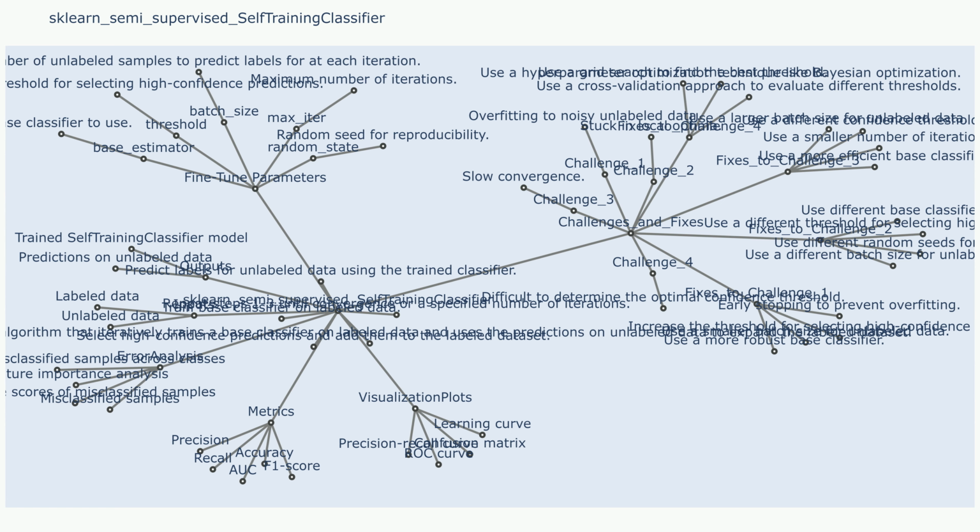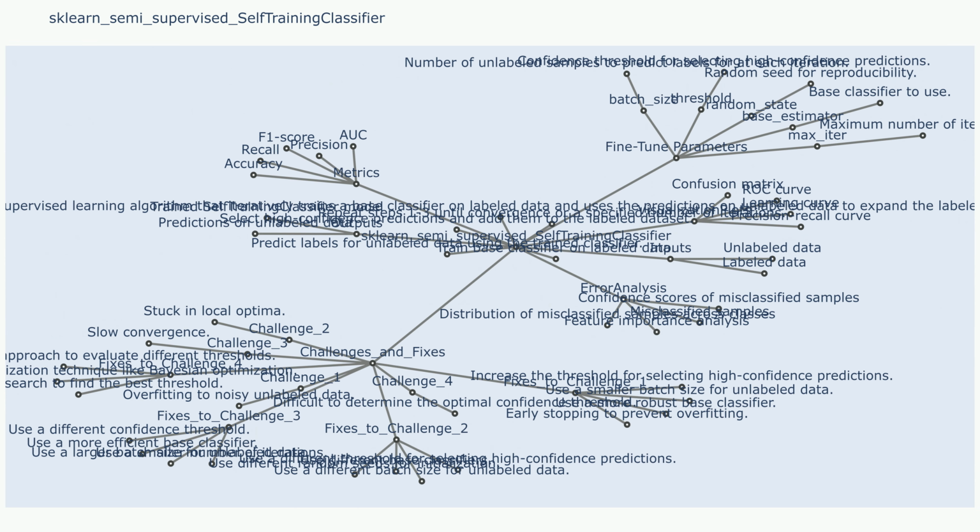Challenges and fixes. Challenge 1. Initial model bias. If the base classifier is trained on a limited and potentially biased labeled dataset, it can lead to the propagation of this bias to the unlabeled data during self-training. This can result in the model making inaccurate predictions and ultimately leading to poor performance. Sample use case. Imagine training a classifier on a dataset with a strong bias towards a specific class, resulting in the model's inability to identify instances from other classes. This bias might then be reflected in the unlabeled data, further reinforcing the initial bias.